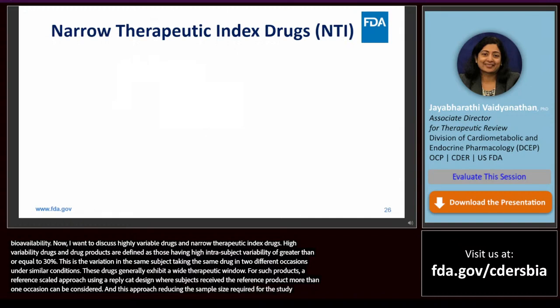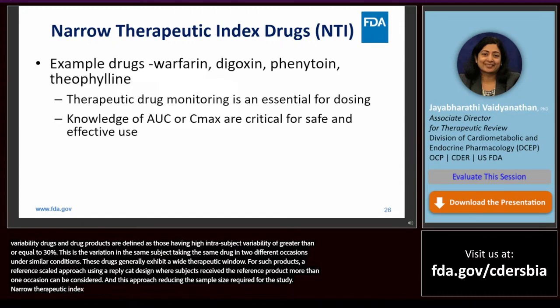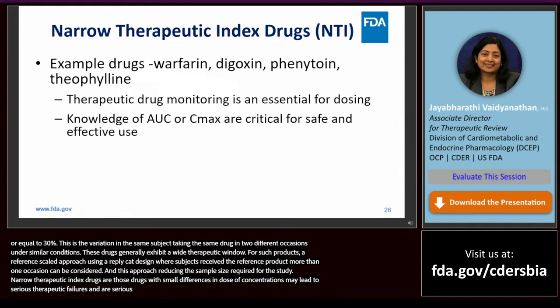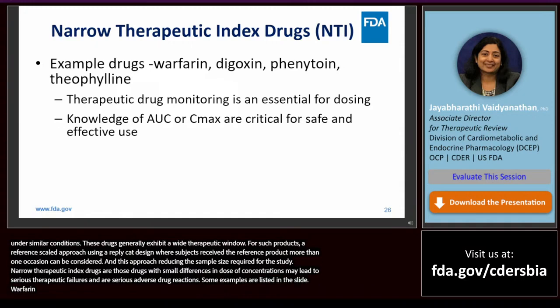Narrow therapeutic index drugs are those drugs where small differences in dose or blood concentrations may lead to serious therapeutic failures and/or serious adverse drug reactions. Some examples are listed in the slide: warfarin, digoxin, etc. For the narrow therapeutic index drugs, knowledge of exposure measures of drugs like AUC or Cmax is critical for the safe and effective use of the drug product. And also, therapeutic drug monitoring is an essential tool for drug product dosing.